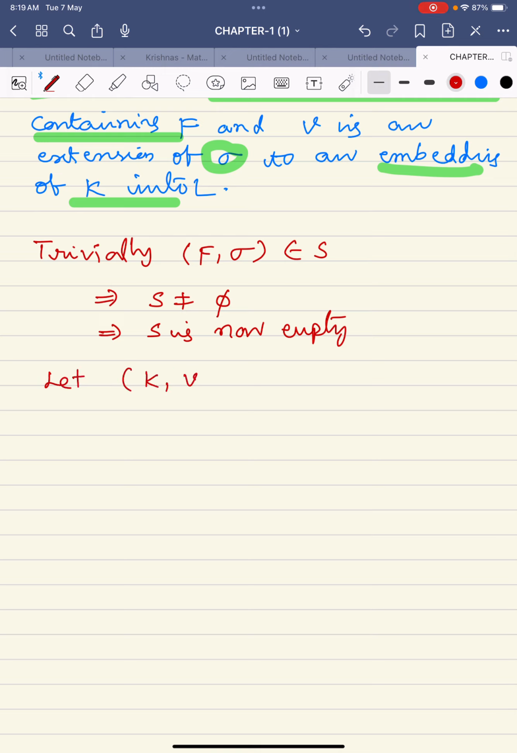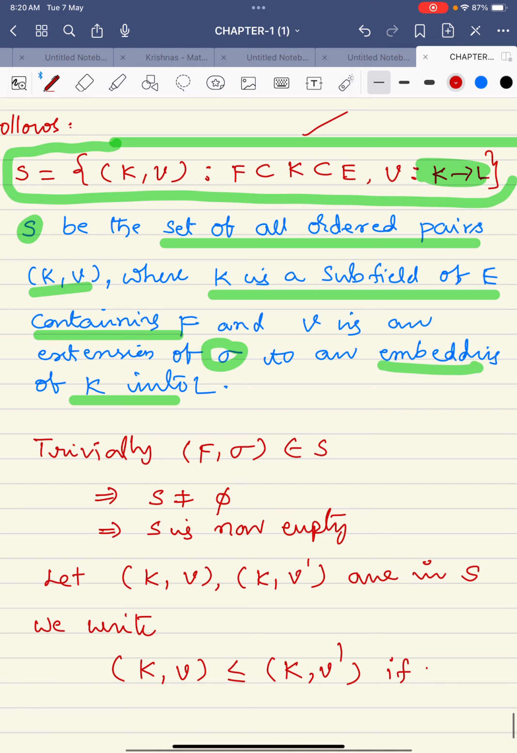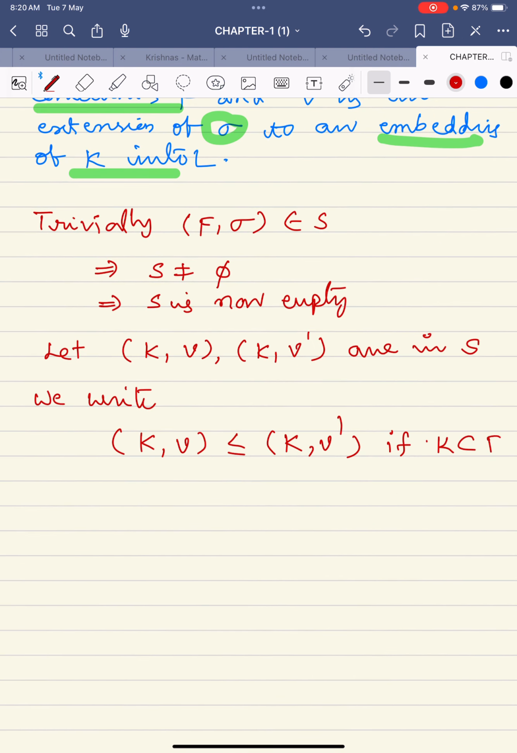If S is non-empty, now choose two ordered pairs K comma V and K dash comma V dash, both taken from S. We simply write the ordered pair K comma V is less than or equal to the ordered pair K dash comma V dash if K is a subset of K dash, where the definition here is that K is a subset of E, right?